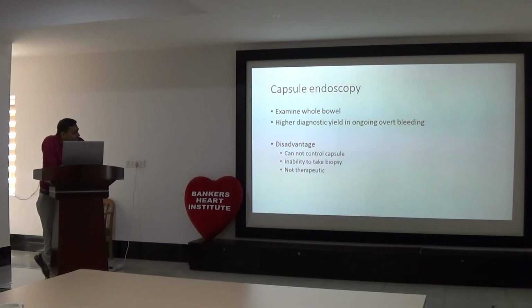You want to detect the site from where the bleeding takes place. Yes. You see, this is not visible. So you take technetium 99 labeled RBCs, to see from where they are coming out.